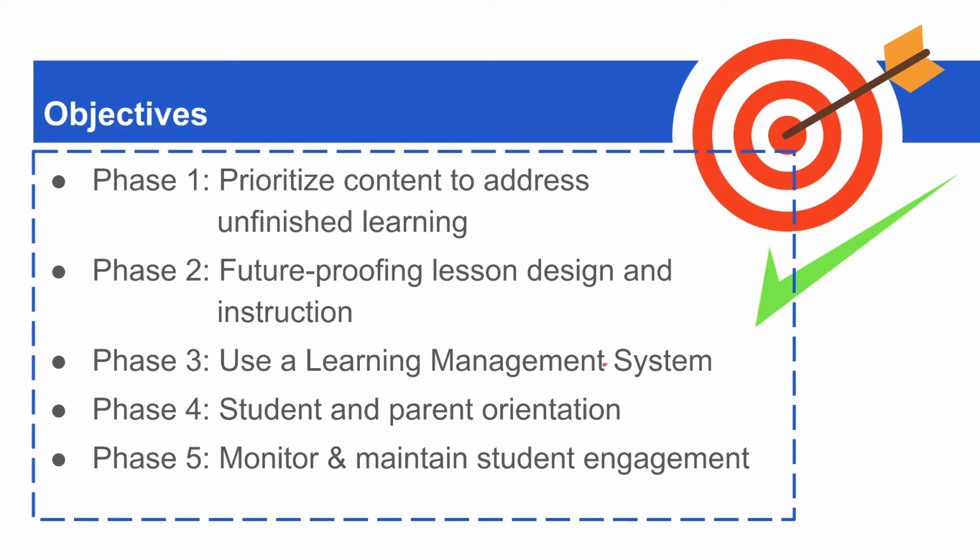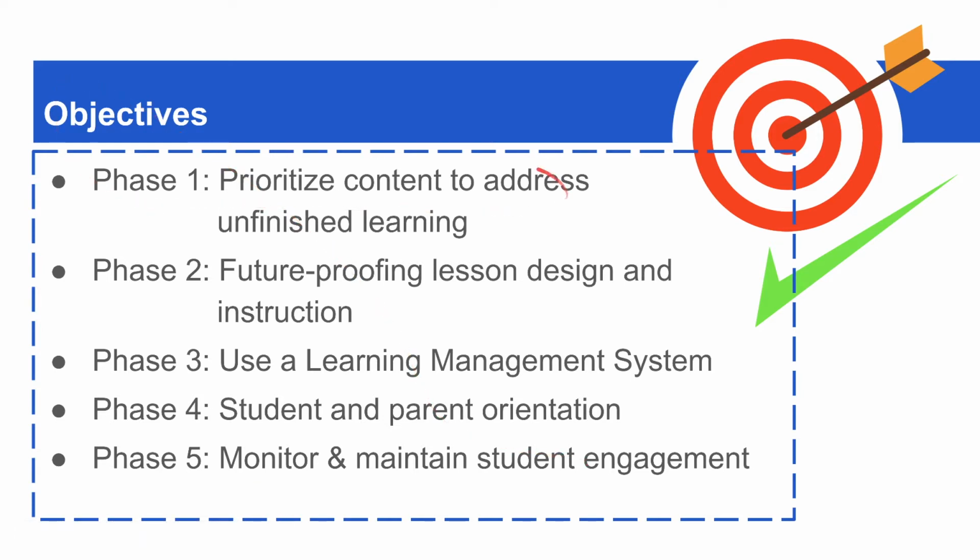Examples of learning management systems are things like Google Classroom, Seesaw, Schoology, Canvas. Those are learning management systems. And then ultimately, down the line, we're going to do phase four, where we help students and parents get themselves oriented to this brand new world. And lastly, phase five is where we talk about how do we monitor and maintain student engagement. We've done all of this work, and none of it is really going to matter if we can't monitor and maintain the students' engagement. How do we keep them coming back?